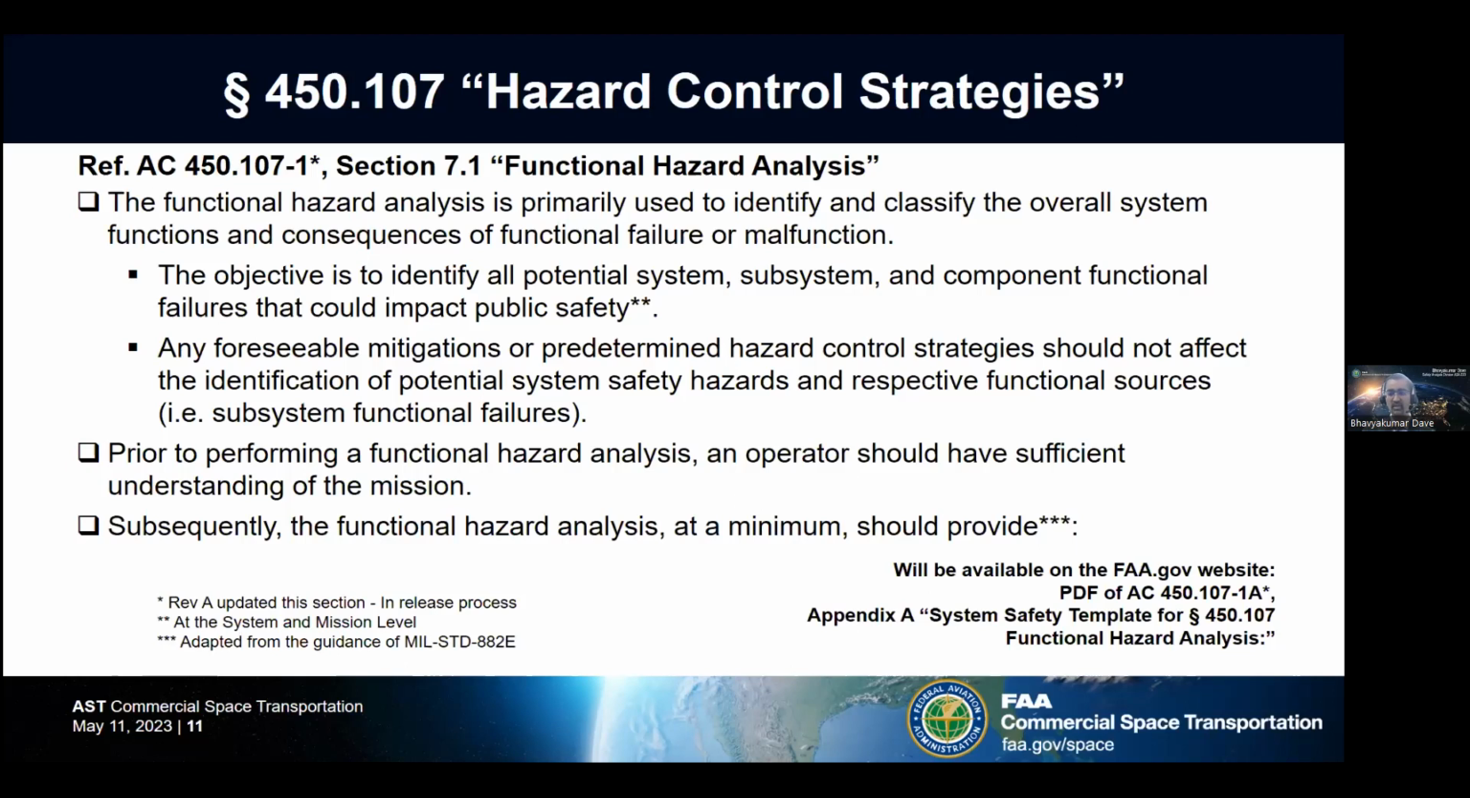I'd like to mention here that there is an AC for 450-107, but there is a revision to the AC coming out, and it's currently in the release process. And that update to the AC is going to include an updated template for the functional hazard analysis. Now, because it's in the release process, it is not currently available on the FAA website. Once the AC with the template is released, we will post that on the FAA website. However, in the meantime, we are actually going to walk through the updated version of the template for the functional hazard analysis.